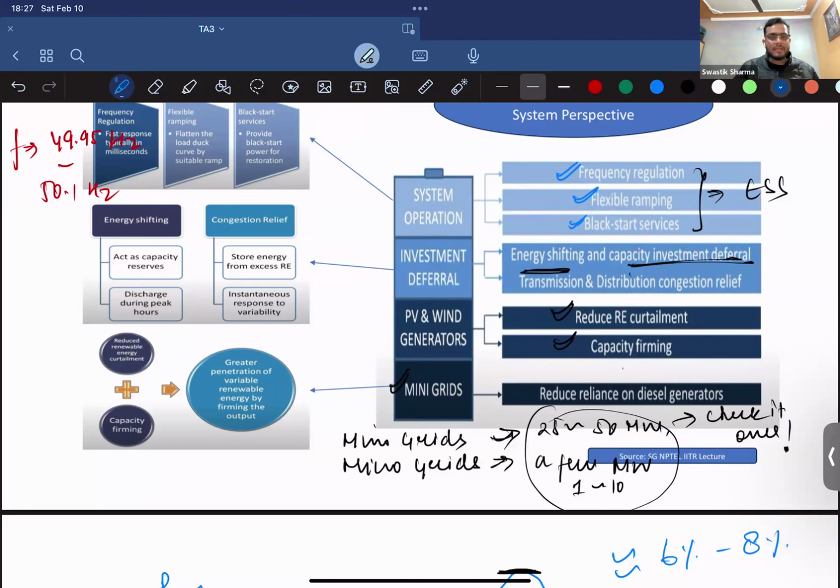So what do you have for mini grids, even microgrids? You have diesel generators. Diesel generators are fossil fuel based generators, so you are trying to reduce your reliance on them. And you have them in these mini grids because they can sustain the load in islanded mode of operation. To reduce their reliance, you can have an energy storage system.